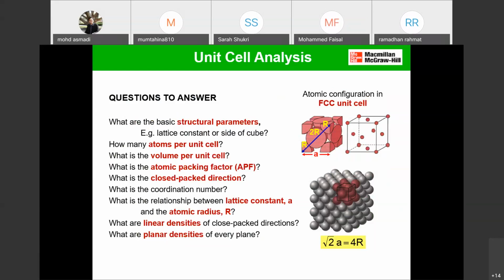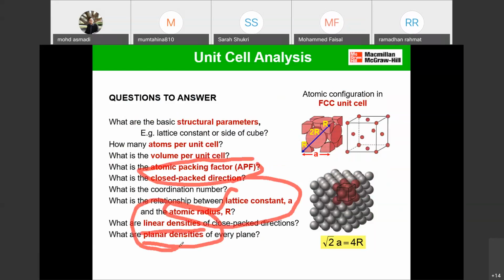Before you calculate the atomic packing factor, you have to know the relationship between radius and lattice constant. What are the linear density and planar density? I think we're going to cover linear and planar density in the second part. Today we discuss, I think, until the atomic packing factor as well as the close packing direction, until the coordination number as well as the lattice constant.